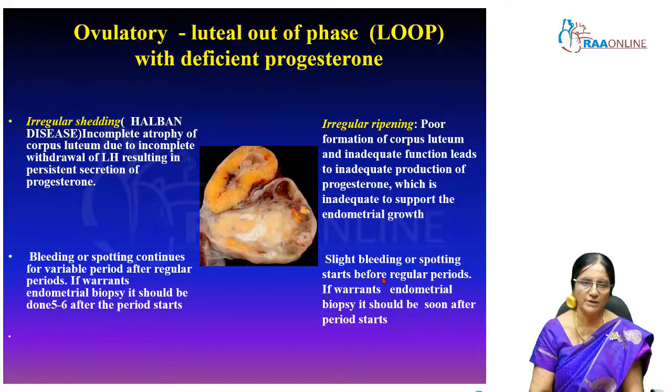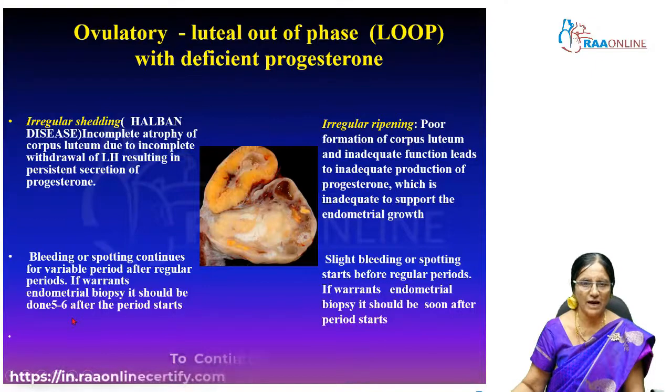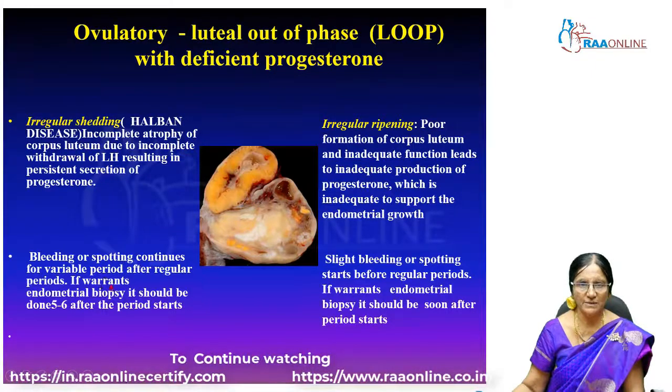So the bleeding and spotting continues after the regular periods. In the other variety, irregular ripening, the poor formation of the corpus luteum and inadequate function lead to inadequate production of progesterone, which is inadequate to support endometrial growth. So slight bleeding or spotting starts before regular cycles. In this case, we should do the endometrial biopsy soon after the period. And in case of irregular shedding, we have to do the biopsy after the periods because the bleeding persists after the period. So we have to do the endometrial biopsy after that.